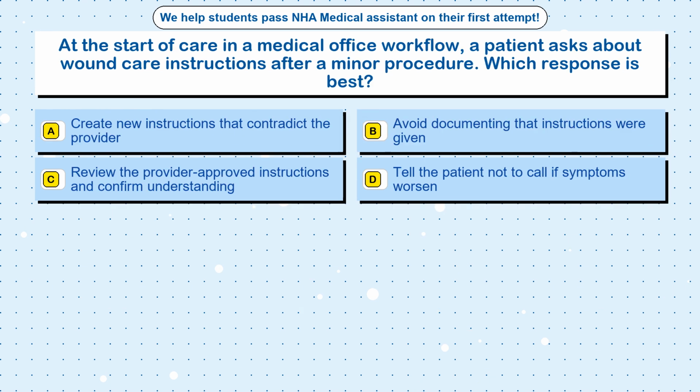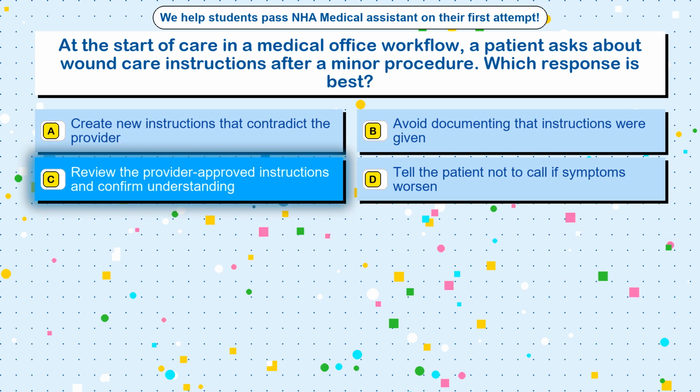Question 63. At the start of care in a medical office workflow, a patient asks about wound care instructions after a minor procedure. Which response is best? Option A, create new instructions that contradict the provider. Option B, avoid documenting that instructions were given. Option C, review the provider-approved instructions and confirm understanding. Option D, tell the patient not to call if symptoms worsen. The correct answer is option C, review the provider-approved instructions and confirm understanding.